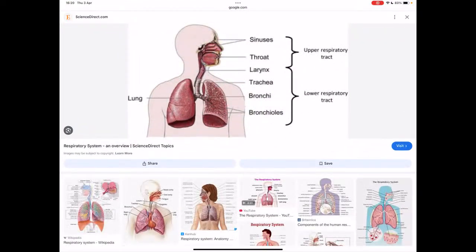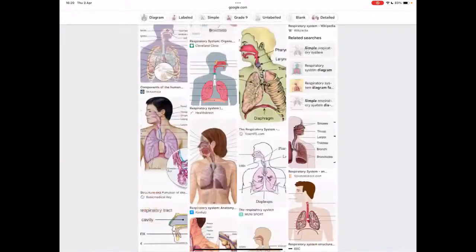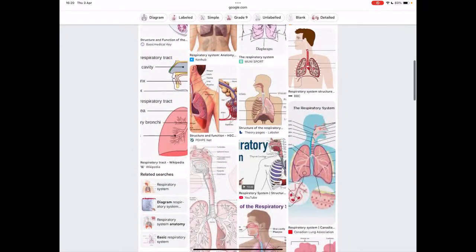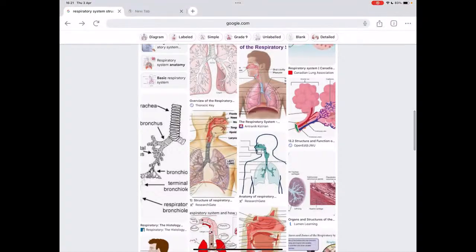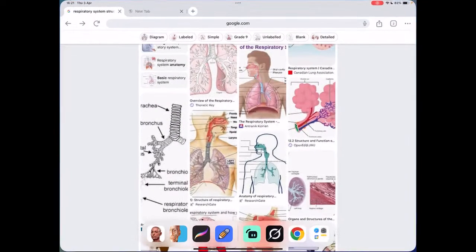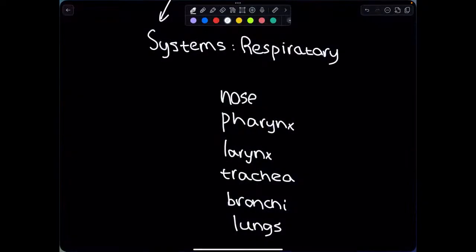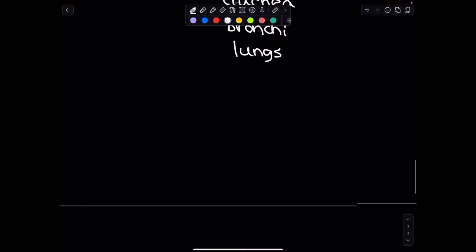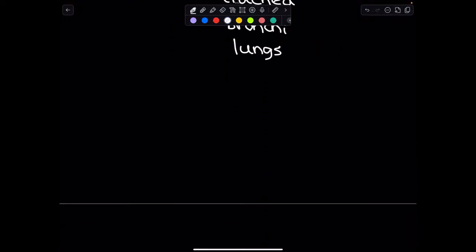Yes, the epiglottis is a flap that covers the trachea during swallowing to prevent food from entering the airway. What about the sinuses? The sinuses are air-filled spaces in the skull connected to the nasal cavity. They help humidify and filter the air we breathe. Interesting. Yeah, they're pretty important for respiratory health.